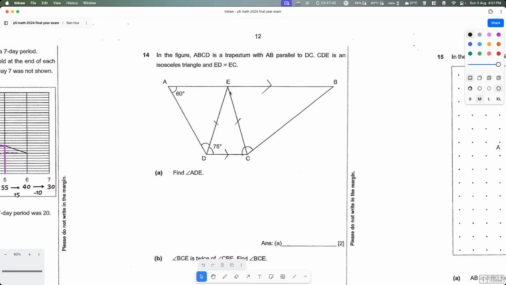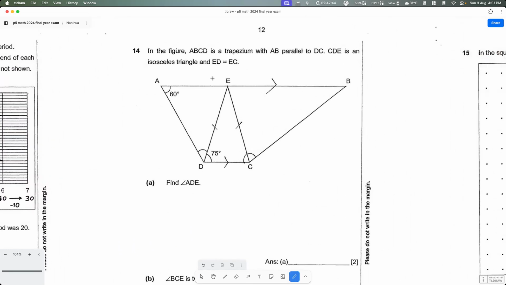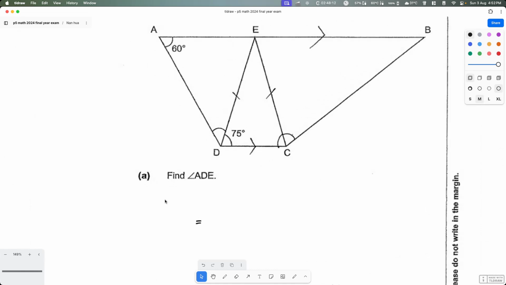Question number 14. Okay, so in the figure, ABCD is a trapezium with AB parallel to DC. Great. So CDE is an isosceles triangle. That's what I see over here. Okay, so ED is equal to EC. So find ADE. So AD and then so ADE.